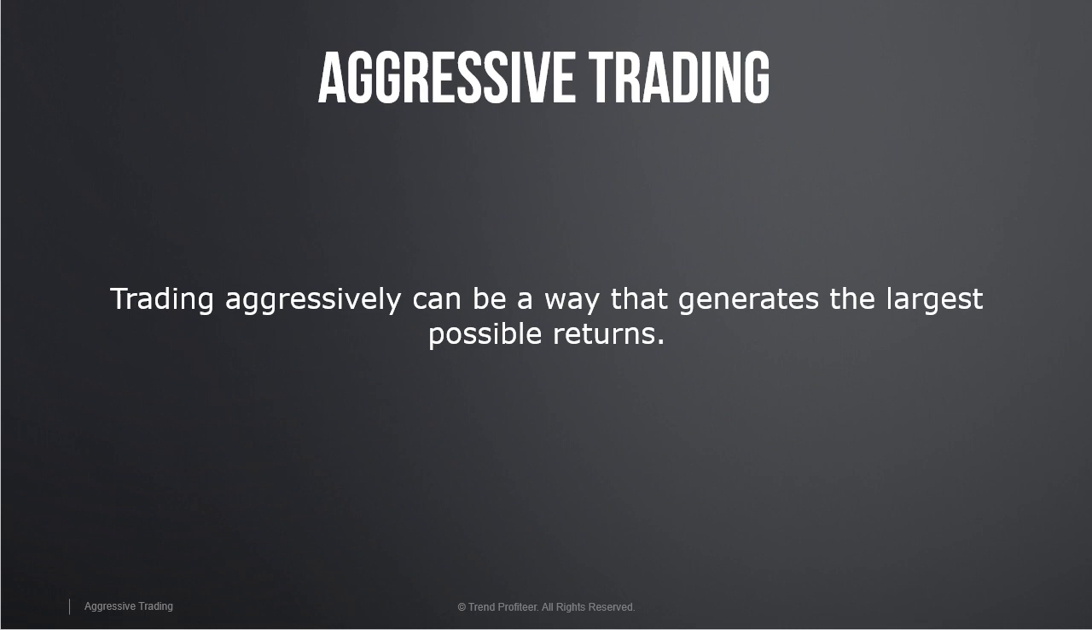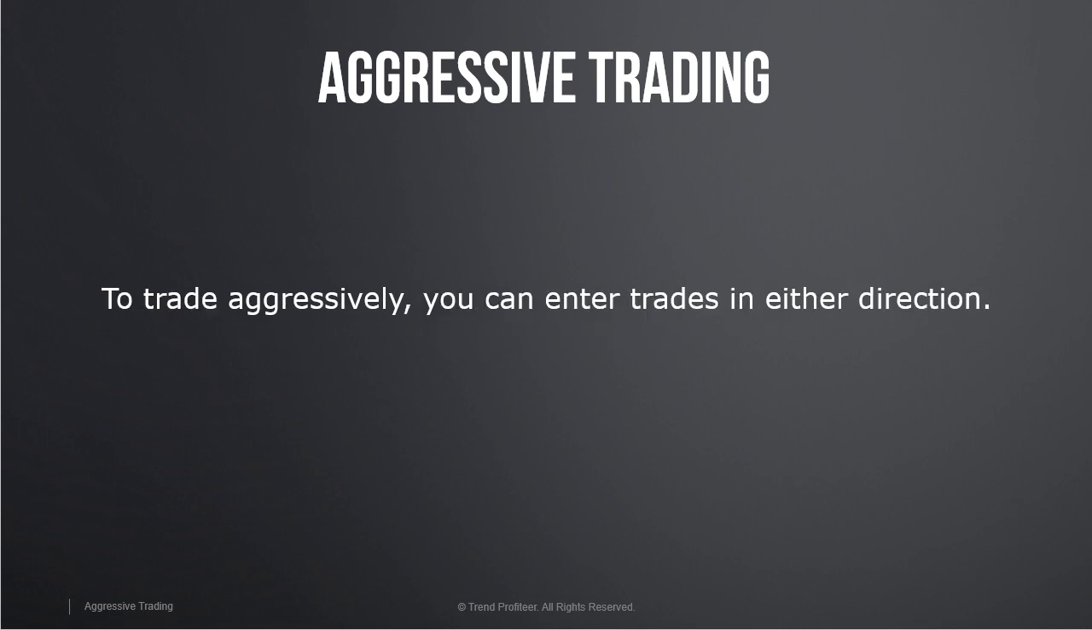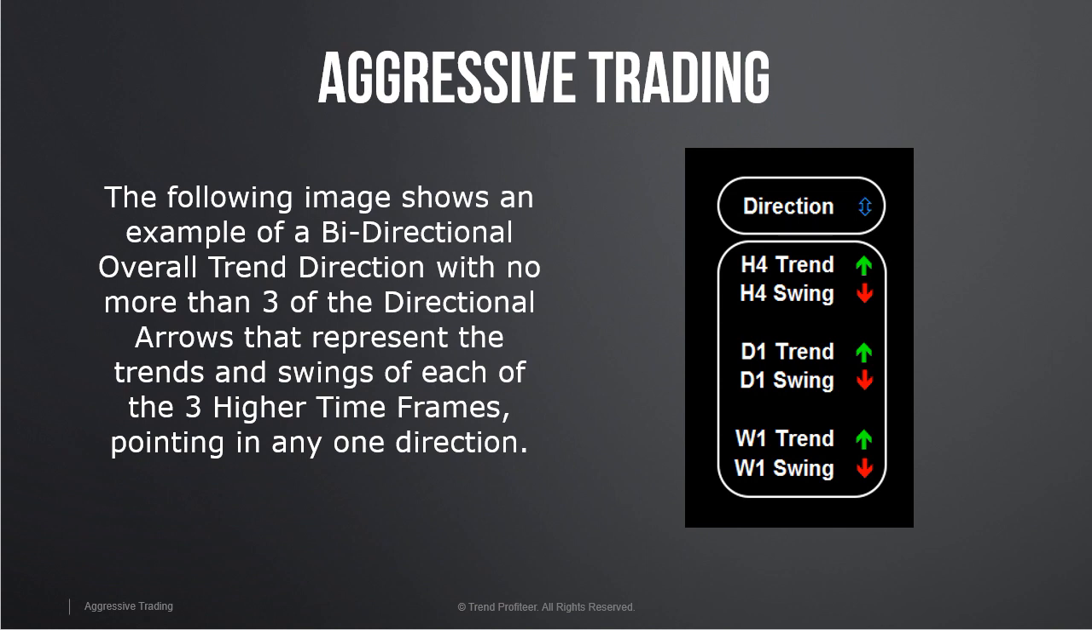Trading aggressively can be a way that generates the largest possible returns. Again, because you can get in on the market a little bit earlier than when it's a conservative trade setup. To trade aggressively, you can enter trades in either direction. So let's have a look at an example. The following image shows an example of a bidirectional overall trend direction. Okay, that's the top one here, the blue bidirectional arrow.